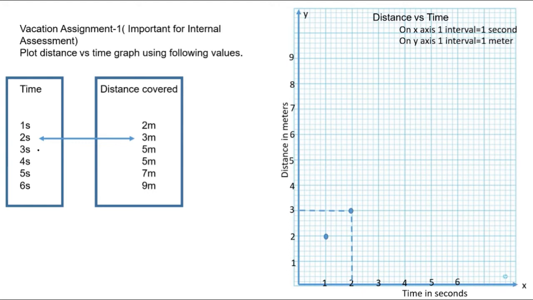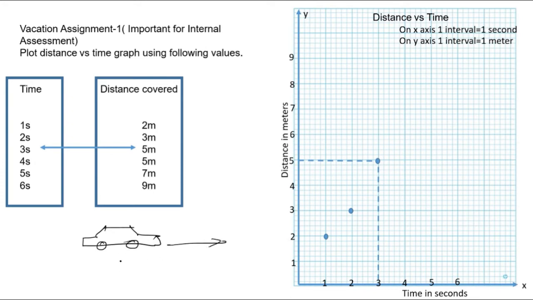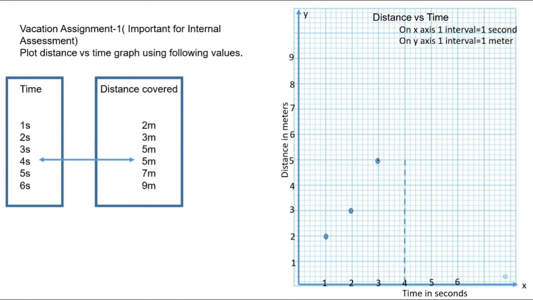Therefore for the next one, 3 second, 5 meter. So if you take 3 second here, it has to meet somewhere here. So you have to draw these dotted lines and see where that 5 meter comes, and that is the point we have to mark. Now the next one, 4 second, again 5 meters, which means the vehicle which was moving, let's say a car moving forward, at 3 second and 4 second is at 5 meter distance only, which means it did not move. That is the point which you need to understand. So for 4 second, again the same point will come here.